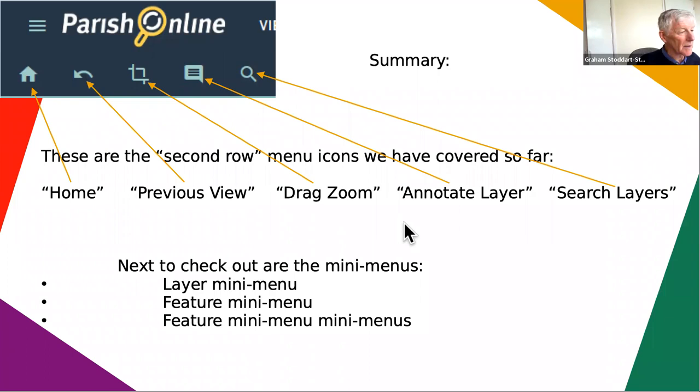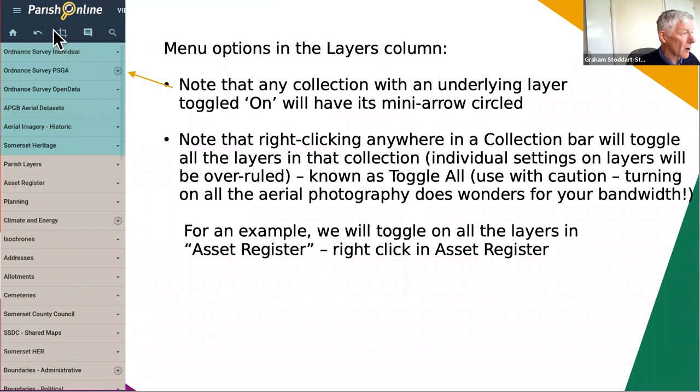So mini menus. If you look at your regular column of layers in the left-hand side, you can tell which ones have got layers turned on because they put a circle around the mini arrow, which is very convenient. So at the moment, I've just got three collections with layers turned on. And what you have in the ability here is if you do a right click in the collection layer, i.e. one of the ones you're seeing here, you can toggle all the underlying layers on. That's the underlying layers in that same collection.